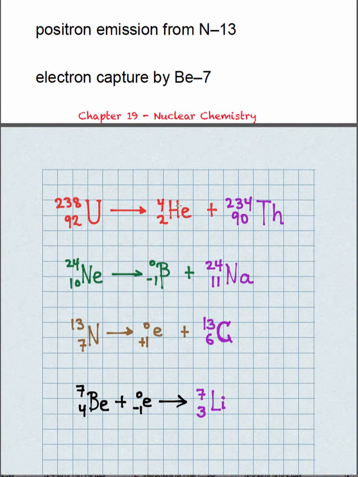Here's uranium alpha decay into what? Neon 24 beta decay into what? Nitrogen positron emission to what? 1 plus 6 is 7, 13 plus 0 is 1. That's the evil twin, the antimatter particle of the electron. Here's the electron capture of beryllium-7 into lithium-7. So 0 plus 7 in the upstairs, 4 minus 1, and 3 is 3 in the downstairs.